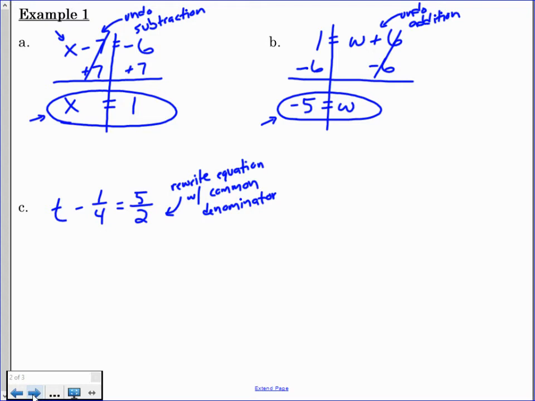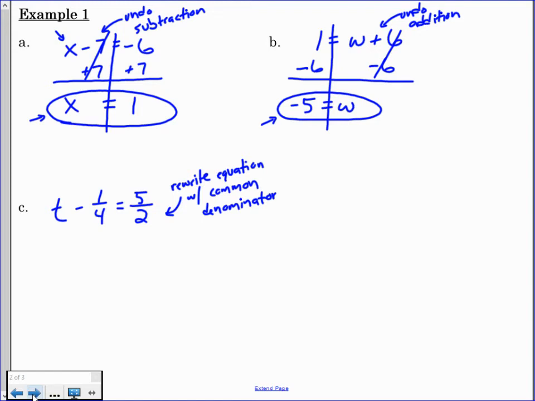Because I'm going to be needing to do some adding and subtracting here. I know when I see this minus 1/4, t minus 1/4, I know, okay, I'm going to add 1/4 to both sides to get rid of the minus 1/4. I'm going to be adding fractions here. Whenever we add and subtract fractions, we have to get a common denominator.